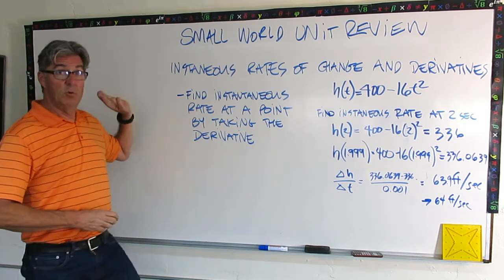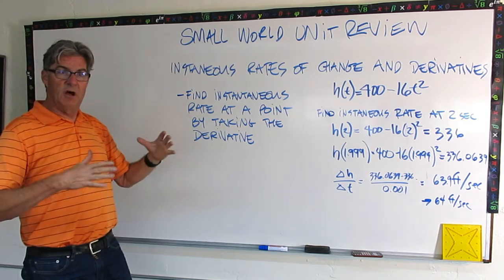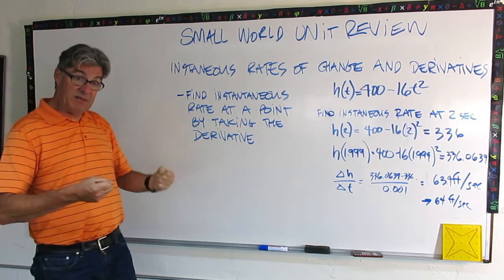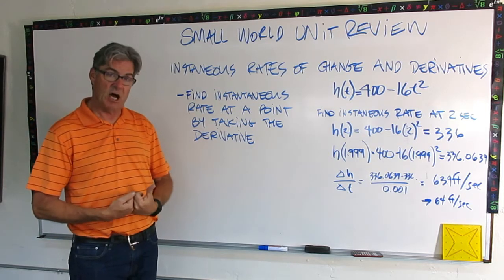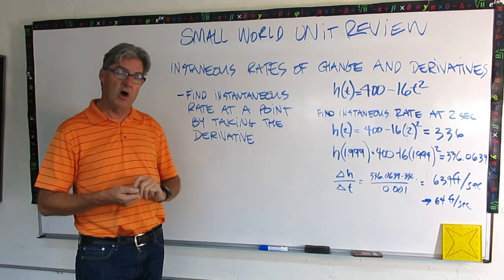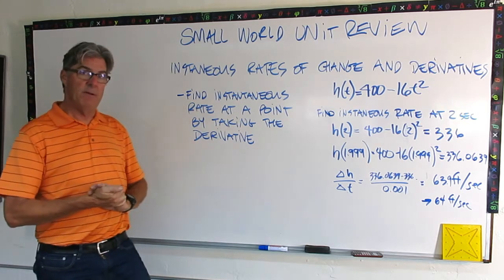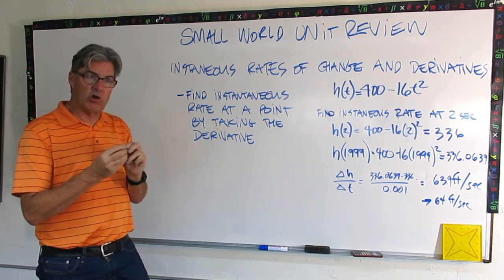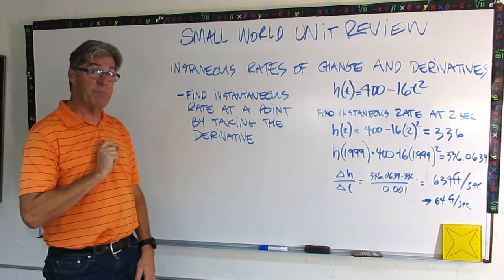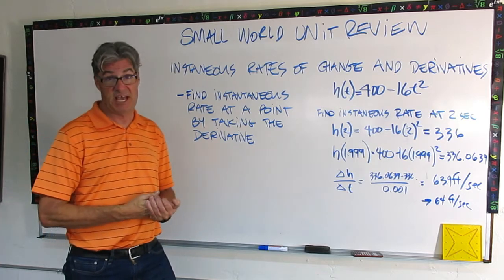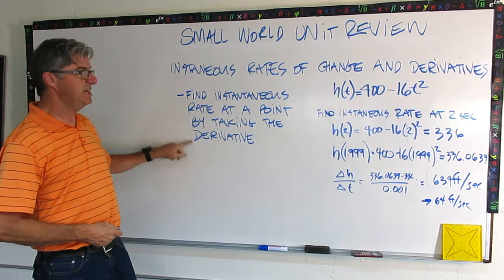Okay, so we take the derivative to find the instantaneous rate of change. Because for a falling body, the speed, which is the rate of change, is always changing. It's accelerating constantly. So it's useful to know the speed at one point. And so we do that by calculating the average speed across a very, very small interval of time that's right next to the point where we want to know the instantaneous speed. So find instantaneous rate at a point by taking the derivative.